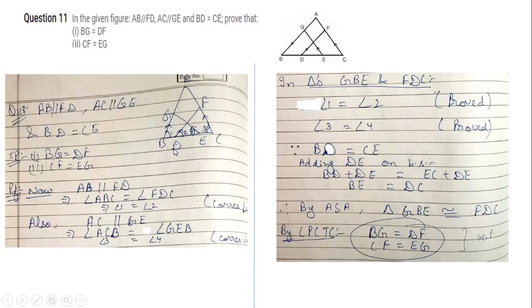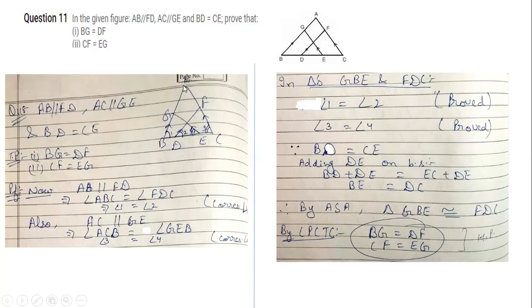This is AB is parallel to FD and this AC is parallel to GE. BD is equal to CE. This is our given part. What do we have to prove? We have to prove that BG is equal to DF and CF is equal to EG. So come to the proof.